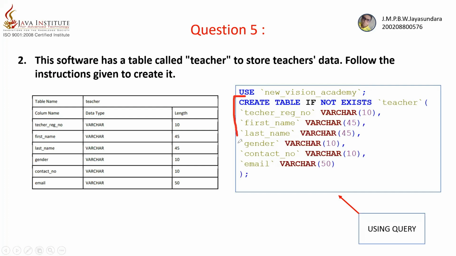After that we have used this code to create our new table, and we have said create table if not exists teacher. So if the teacher table is not present within our New Vision Academy database, it's going to create that table. And we have given the first column name, data type and length, and the second one, third one, fourth one, fifth one and sixth one. So let's go and see how we can create this table practically.